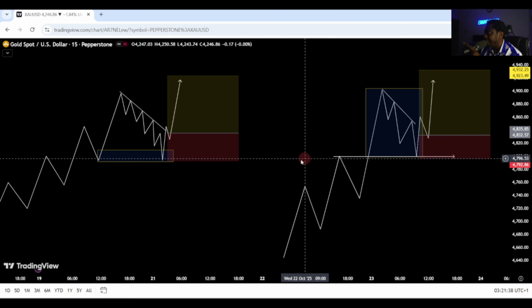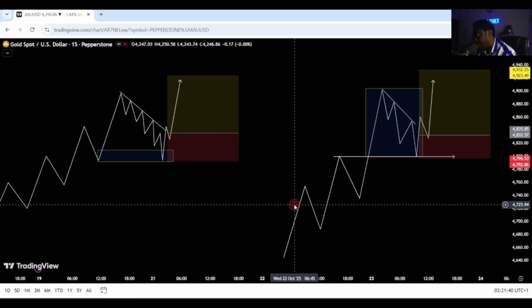Now what makes a POI valid? Like I will always say, what makes a POI valid? It is presence of liquidity that makes a POI valid.